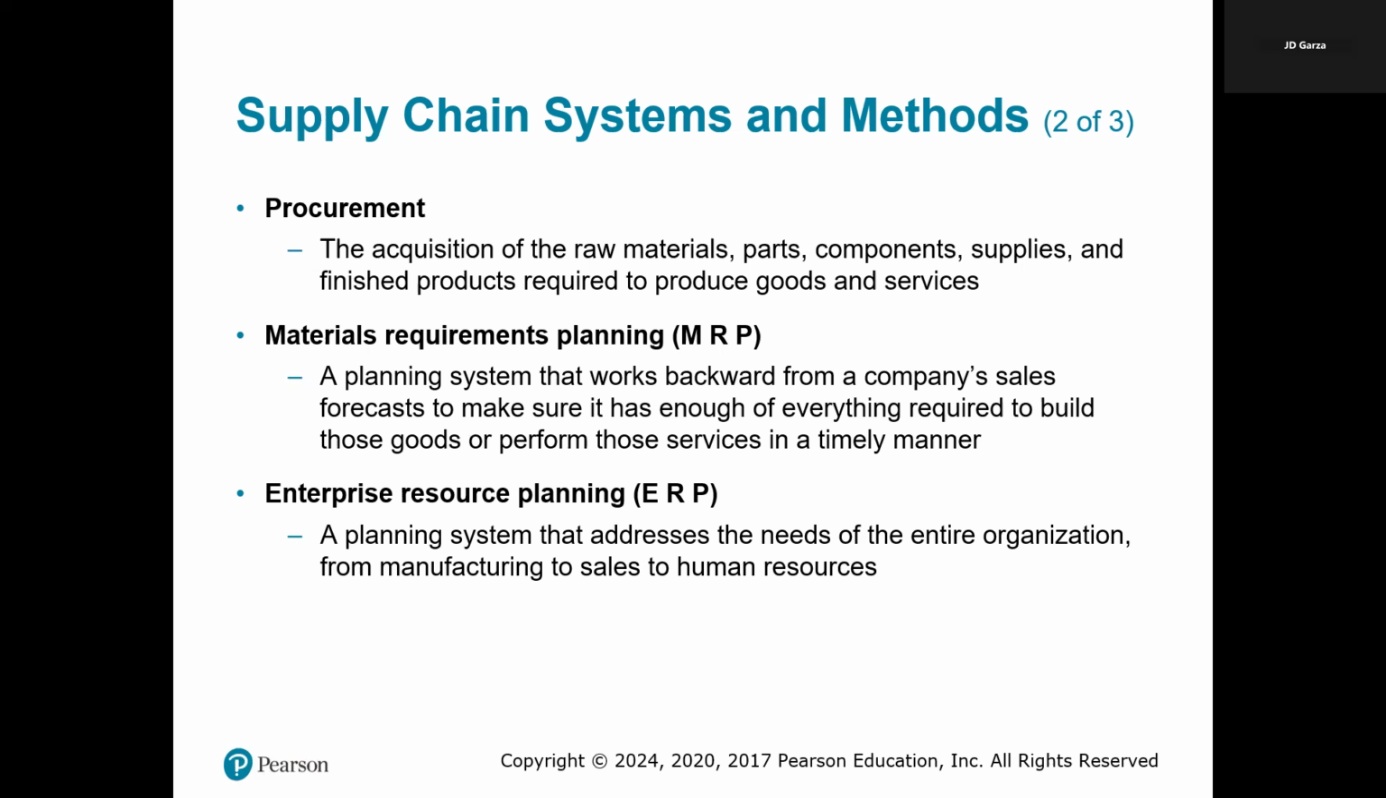And together, procurement, MRP, and ERP form the foundation of an efficient supply chain. Procurement ensures the right materials are sourced. MRP synchronizes production with demand, and ERP integrates all the business functions for seamless operations. By using all of these systems, organizations can achieve better coordination, reduce costs, and respond more effectively to market demands. This integrated approach leads to a more agile, scalable, and customer-focused supply chain.